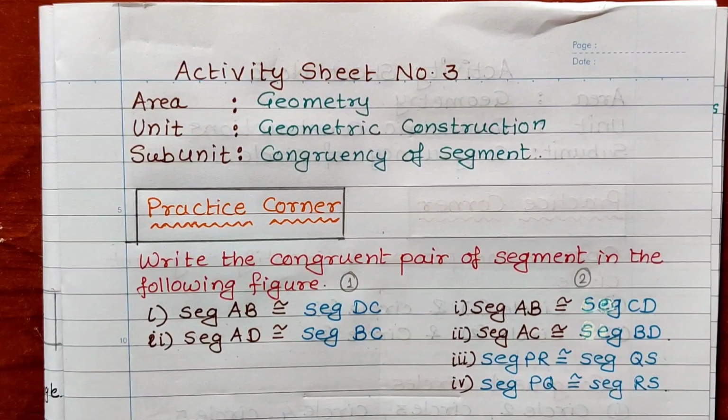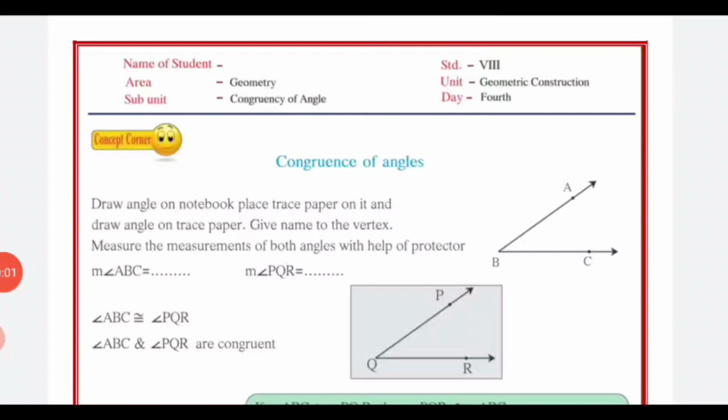Now we will go on activity sheet number 4. That means day 4. So this is day 4th. Again, we will have to recall and revise the concepts related to geometry. Unit is geometric constructions, and subunit is congruency of angles. So we all know angles with equal measures are congruent angles. You all have to learn and read this concept corner, where the congruence of angles is given.